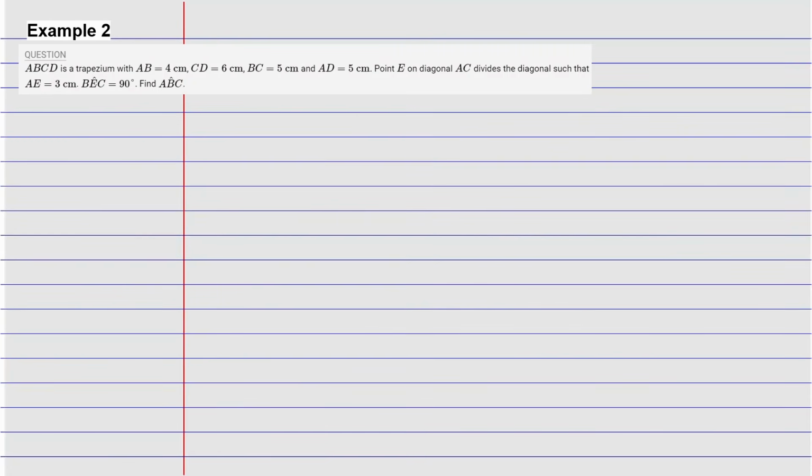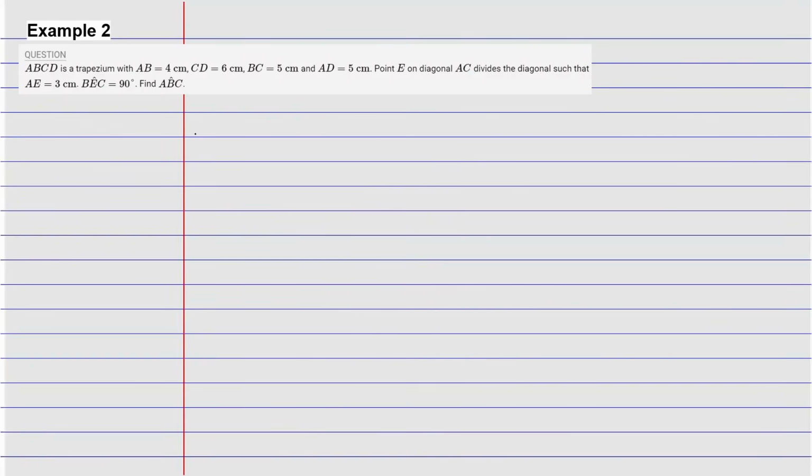So now let's do example 2. It tells us that ABCD is a trapezium, right? And they tell us that AB is equal to 4 centimeters, CD is equal to 6 centimeters, BC is equal to 5 centimeters, and AD is equal to 5. They tell us that the point E on the diagonal AC divides the diagonal such that AE is equal to 3 centimeters. And they tell us that BEC is equal to 90. Then we need to find this. So we need to sketch whatever information they gave us.